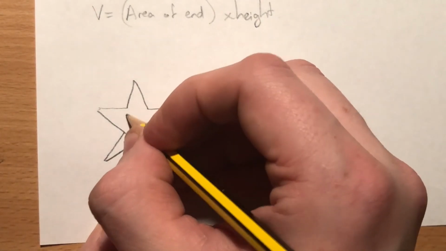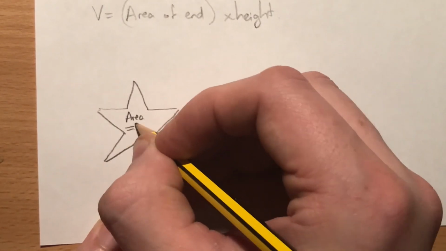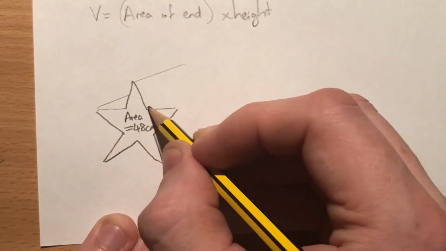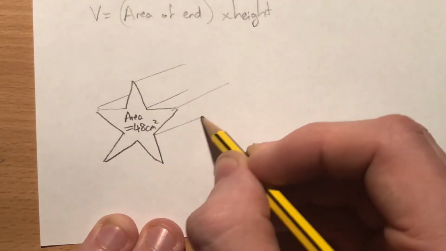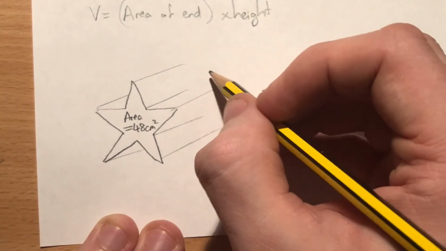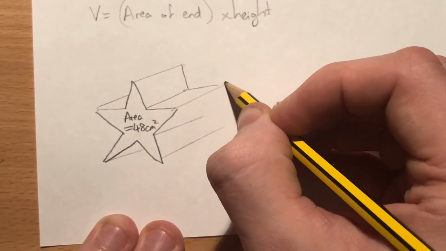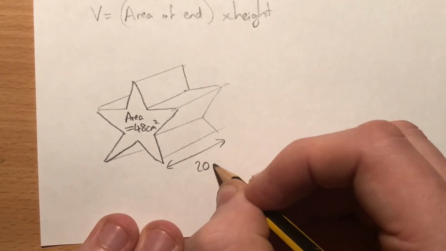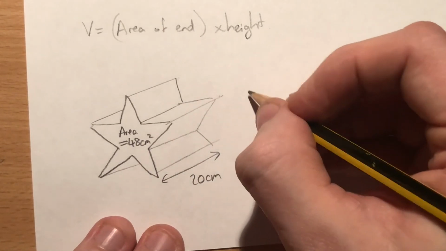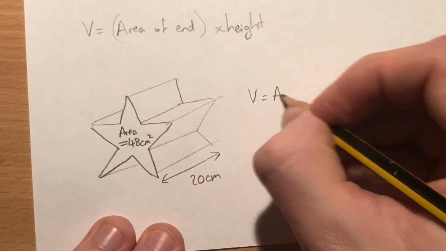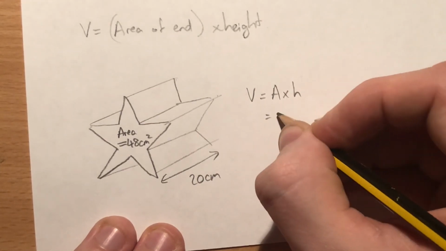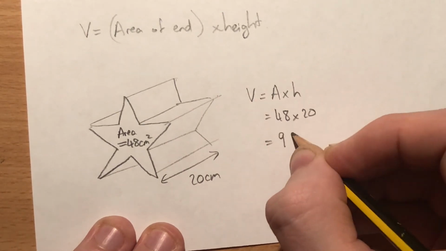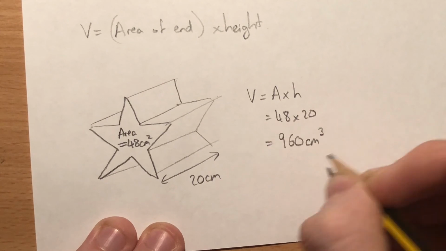Okay? So all I have to do then, let's say I tell you that the area equals 48 centimeters squared. And let's just say, I know this isn't to scale, but just for the benefit of you being able to work this out, that height there is going to be 20 centimeters. So I know that the volume of this shape here is the same idea. Area of the end times the height is going to be 48 times 20, which when you're doing the calculator gives you 960 centimeters cubed.